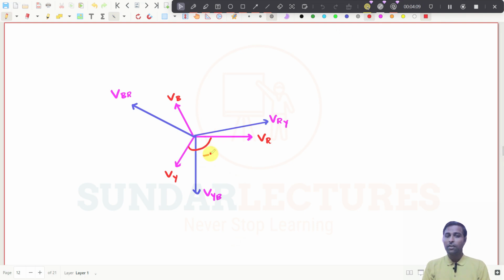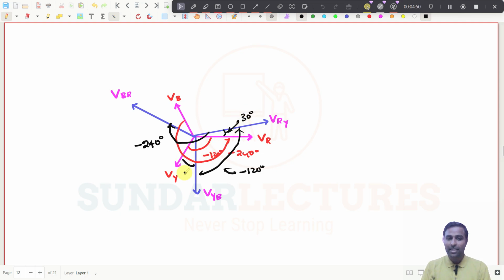Again, you see, between these two, you have minus 120 degree. Between these two, you have minus 240 degree, and if you take another color, I will go with another color. Between these two, you will have minus 120 degree, and between maybe from here to here, it is nothing but minus 240 degree. Try to understand. And between these two, for all things, this is 30 degree, and this is 30 degree, and also this is 30 degree.